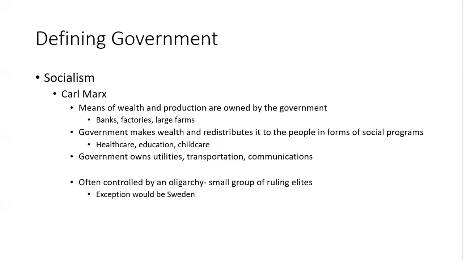and that banks and large farms and factories should all be owned by the government or a collective of people. And those people should decide what they're going to make and how much they should sell those products for. The government should make that wealth and then redistribute it to their people through social programs like healthcare, education, childcare. And then the government should own things like utilities and transportation and communication lines and those types of things.